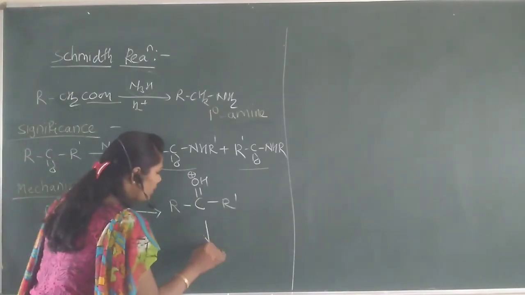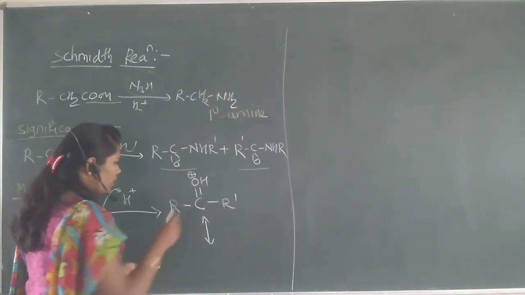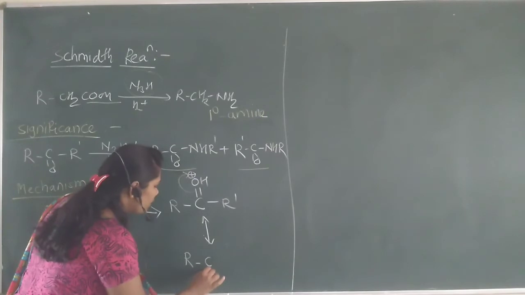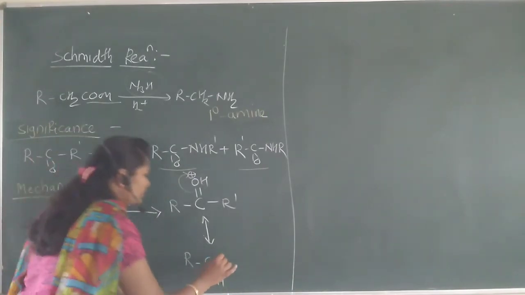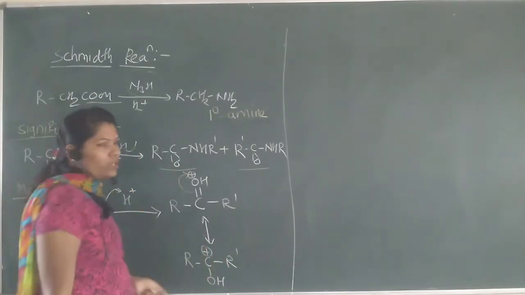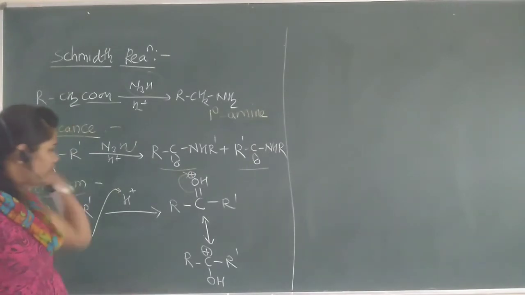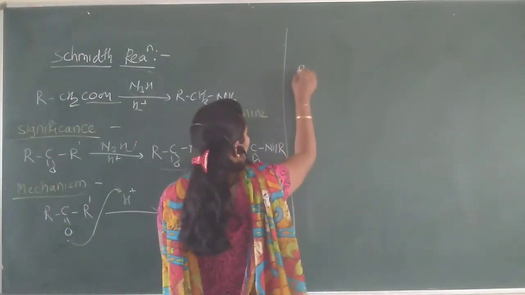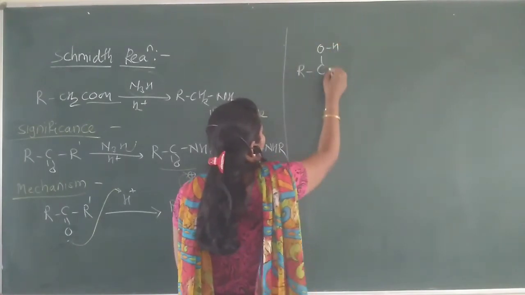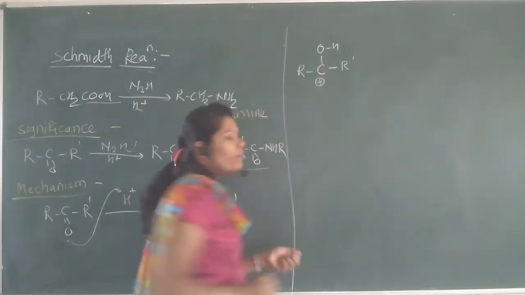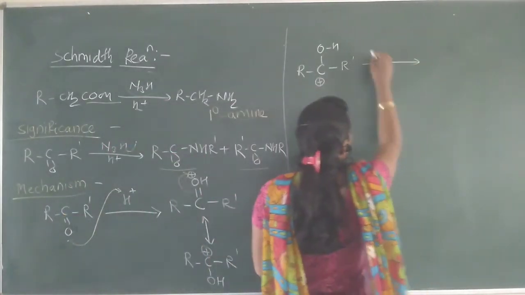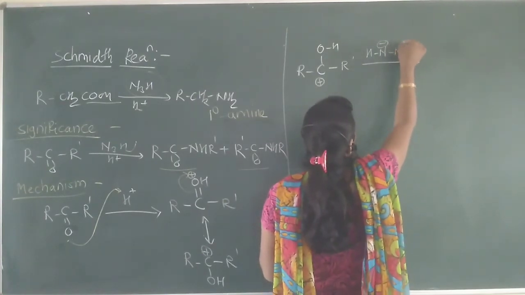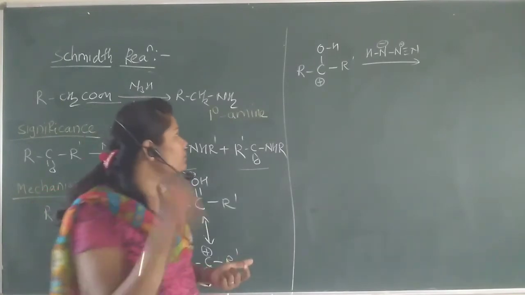By removing this positive charge, this bond is shifted to here, and there is a formation of this type of product, R-C-OH, and this carbon has a positive charge. After the formation of this product, the hydrazoic acid attacks on this compound in this manner. Here this is the R, and this carbon has a positive charge. This is HN-N triple bond N, the structure of the HN3 compound, that is hydrazoic acid.